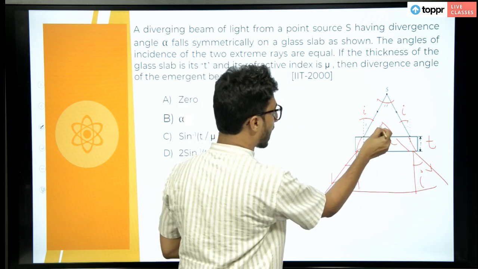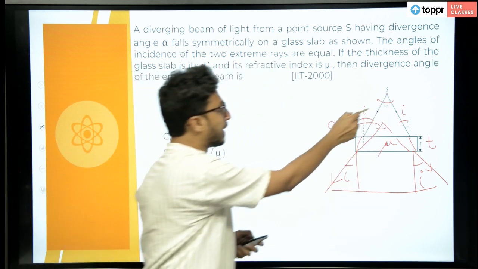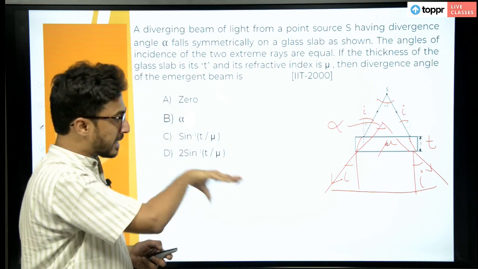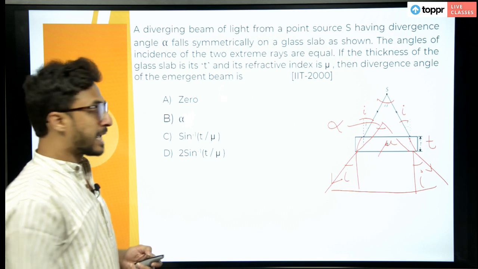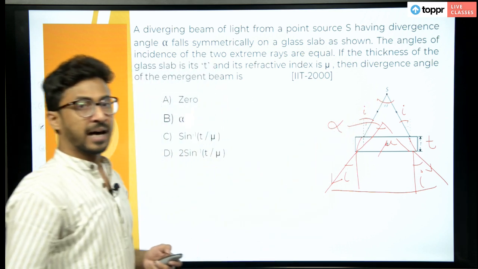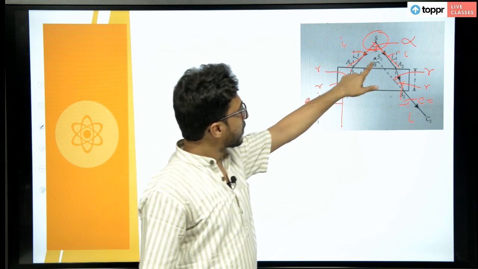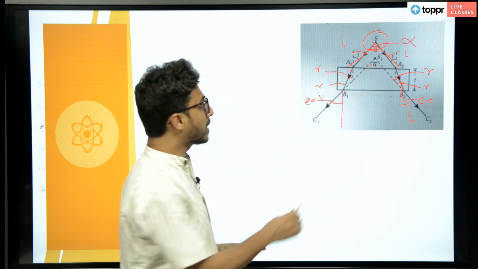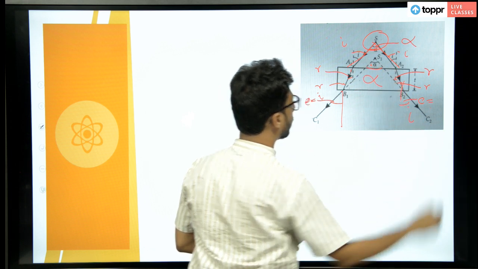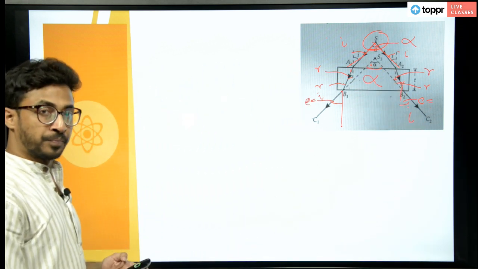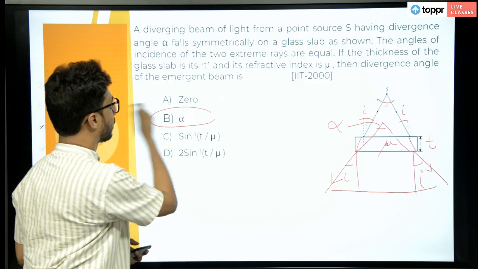So this angle is nothing but alpha only. That is the angle with which the source is diverging the beam. So this angle of divergence is equal to this angle alpha. If you see, if this is I, and you produce it backward, this is nothing but alpha. Clear? So the answer will be nothing but alpha.